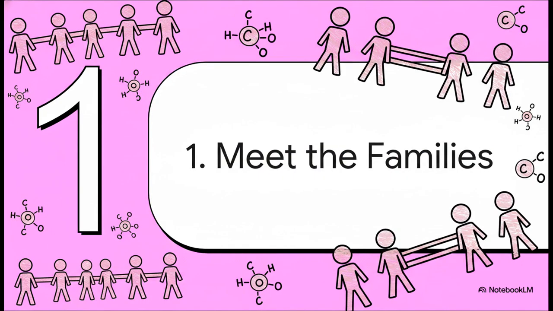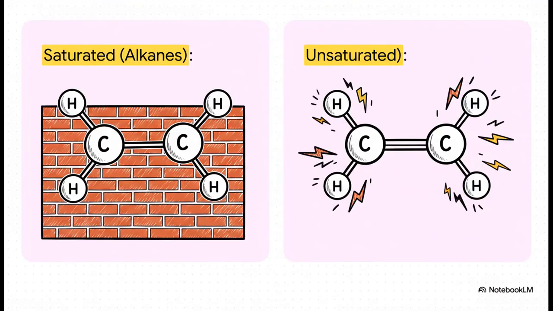Okay, so let's get a proper introduction to the two main characters in our story. First up, we have the saturated alkanes, and then we have their much more exciting cousins, the unsaturated alkenes. So what's the difference? Well, on the left, you've got the alkanes. They only have single bonds between their carbon atoms, and they're called saturated because they are jam-packed with as many hydrogen atoms as they can possibly hold. Think of a sponge that's completely full.